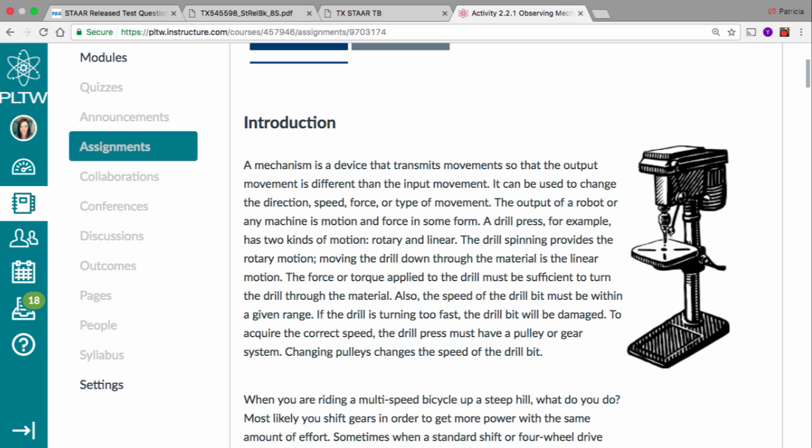Also, the speed of the drill bit is going to be within a given range. If the drill is turning too fast, the drill bit could be damaged. So, accurate speed and pressure are very important. Mechanisms can be used to help with that.